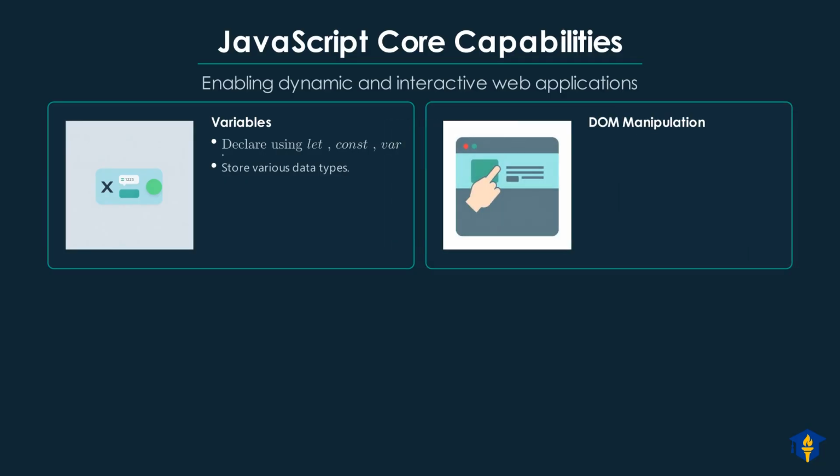DOM manipulation allows you to interact with the structure of a web page. You can dynamically modify HTML content, structure, and attributes directly using JavaScript. This also enables you to update content and styles in real time, making pages more interactive.